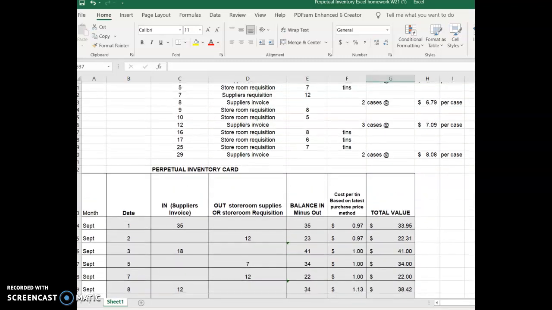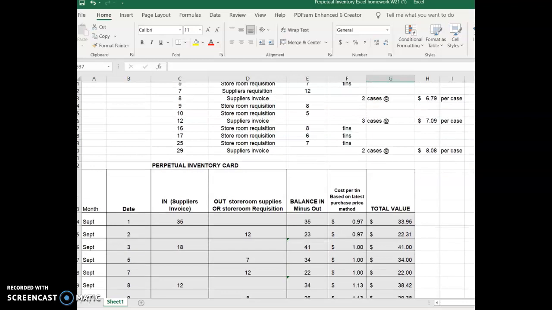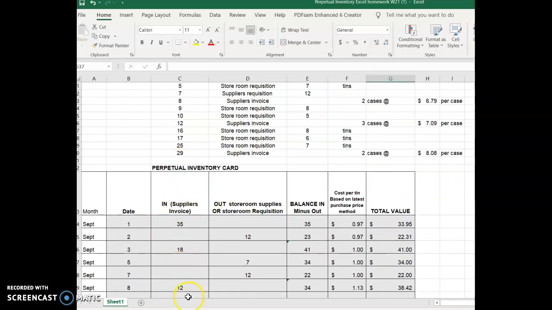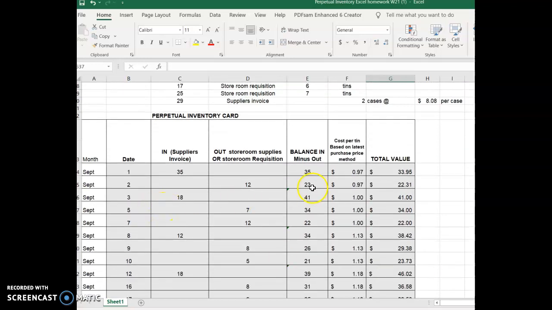So just a quick recap. We have a storeroom requisition and a storeroom invoice. Invoice means supplies are coming in. Requisition means supplies are coming out. And then once they're coming out, you always want to minus your total balance by how many are being taken out. If items are coming in, you always want to add those items coming into your balance.